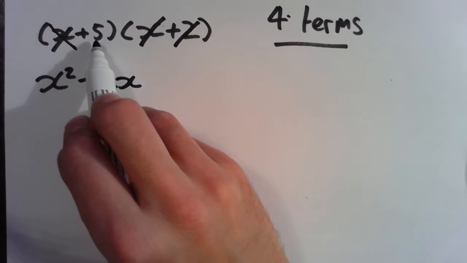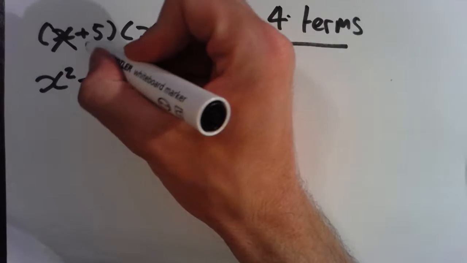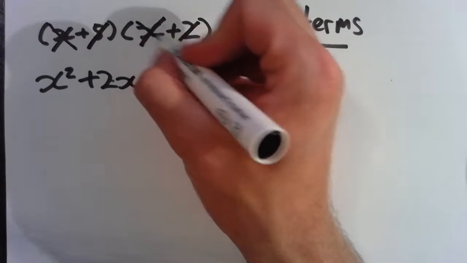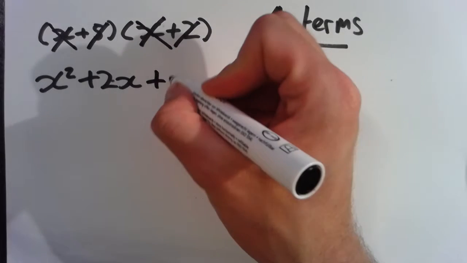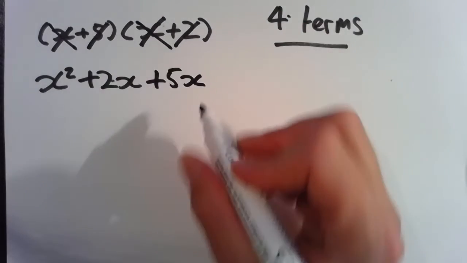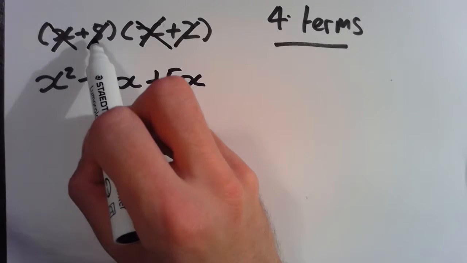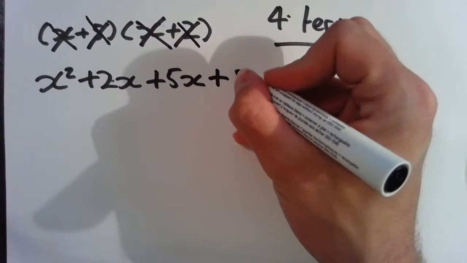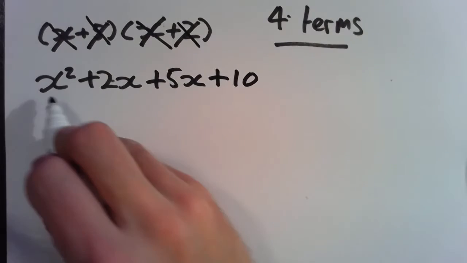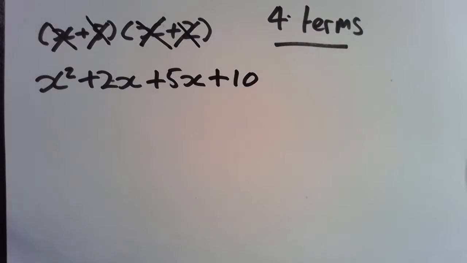Then I'm going to multiply my 5 by this x, so 1 line through the 5. I now have 2 lines through my x. X multiplied by 5 is 5x, and then I multiply my numbers. Multiply my 5 by my 2, 5 multiplied by 2 equals 10, and I have 1, 2, 3, 4 terms.